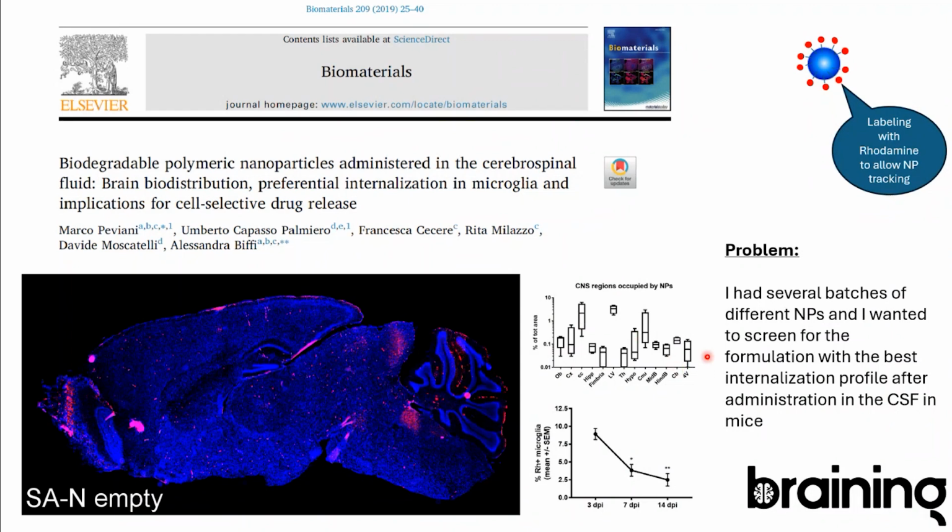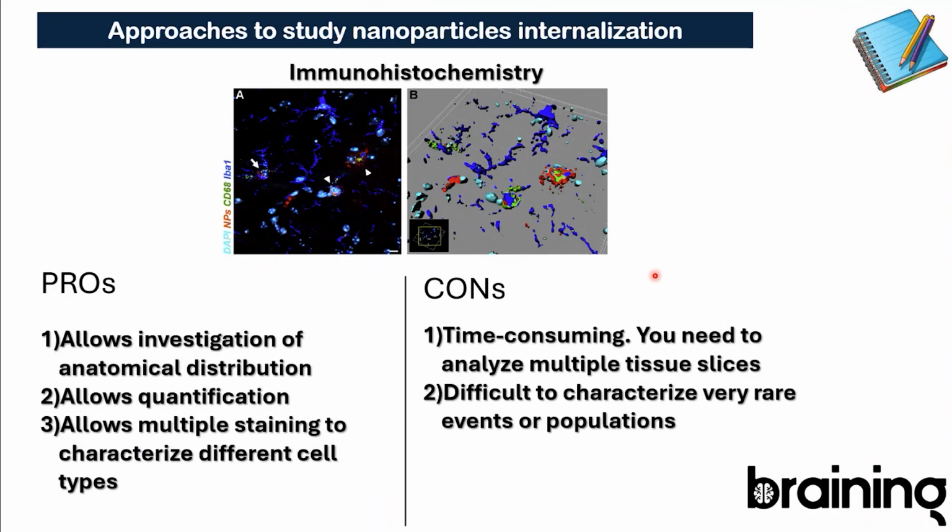But imagine that you want to screen for different formulations and maybe compare different routes of administration. If you want to get at least 3-4 animals per each condition, this will be a huge work and it might also be time consuming. That is where we decided to move from histochemistry, of which you know very well the pros and cons. In this case, the con is that it is time consuming and you need to analyze multiple tissue slices in order to get a quantifiable measurement. And if you're picking up very rare events, in this case the internalization of nanoparticles in few cells, it would be difficult to pick them up because you really need a big sampling.